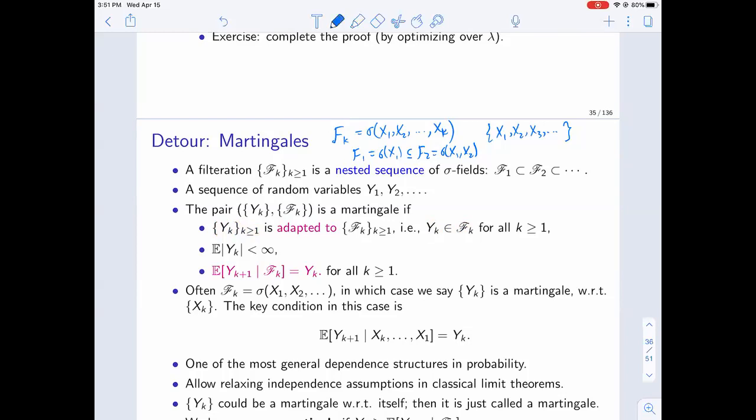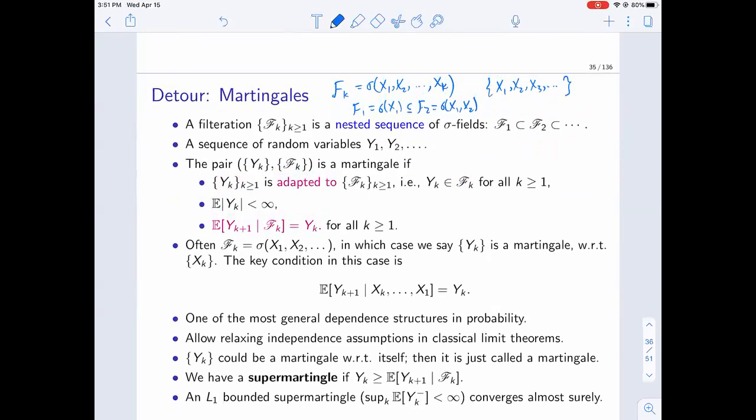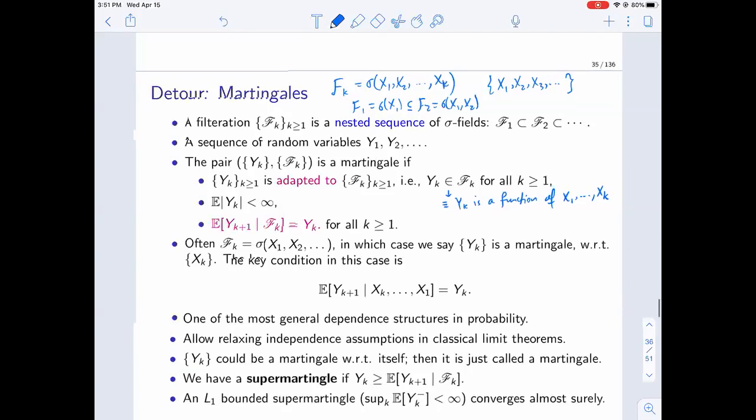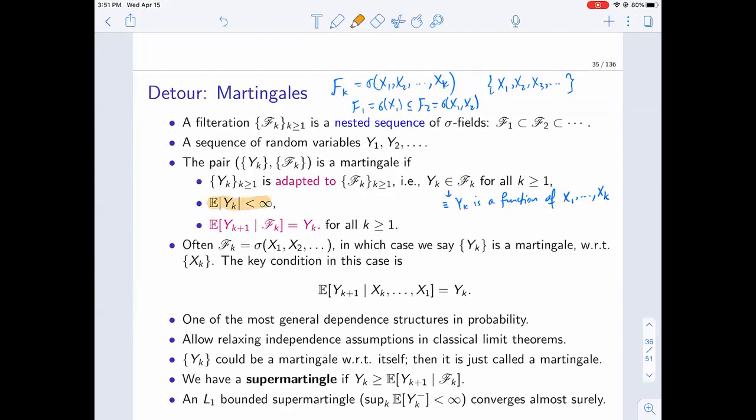Again, if you're not comfortable with sigma fields, given the F that I gave above, this is equivalent to saying that Yk is a function of X1 up to Xk. Once I have X1 up to Xk, I can determine Yk deterministically. So Yk basically depends only on the information in the sequence up to time k, if you think of the index as time. We also assume that Yk is integrable, so the first moment exists for each k. Those are technical conditions, but the main property of a martingale is that the expectation of Yk+1 conditional on the sigma field Fk is going to be Yk.